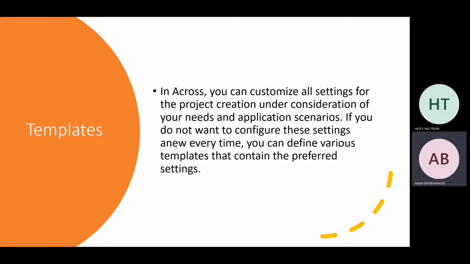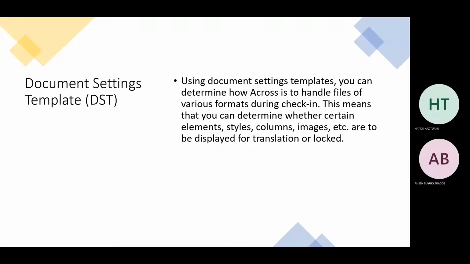In Across, you can customize all settings for the project creation under consideration of your needs and application scenarios. If you do not want to configure these settings every time, you can define various templates that contain the preferred settings. Using document settings templates, you can determine how Across is to handle files of various formats during checking. This means that you can determine whether certain elements, styles, columns, images, etc. are to be displayed for translation or locked.